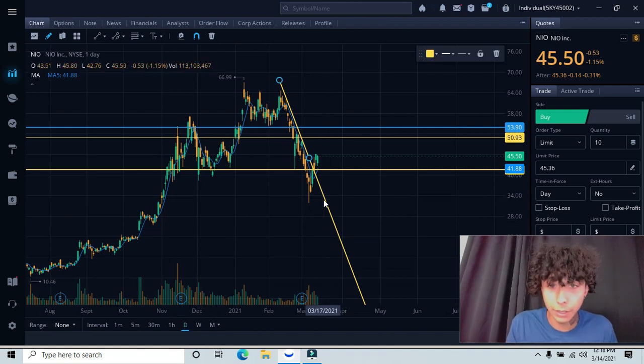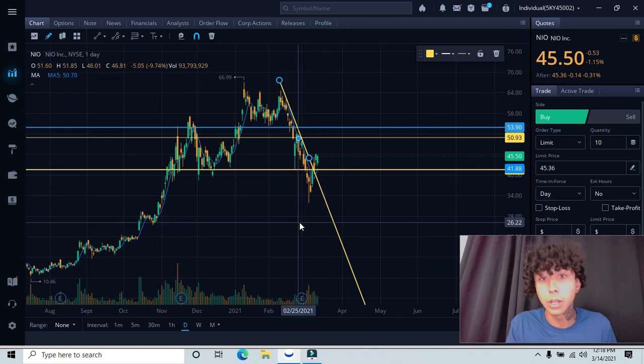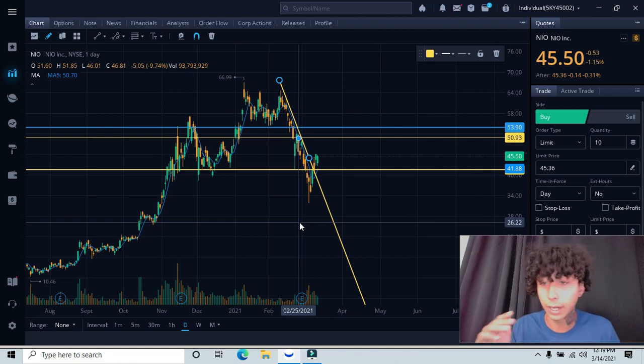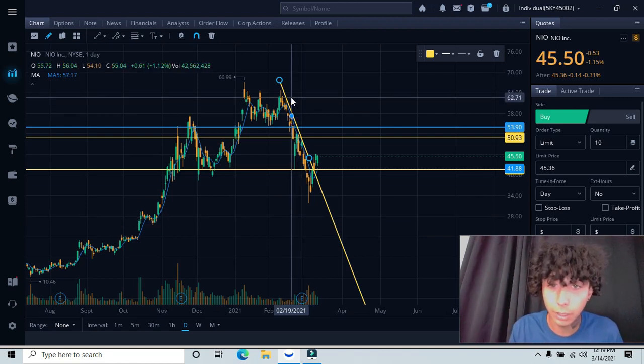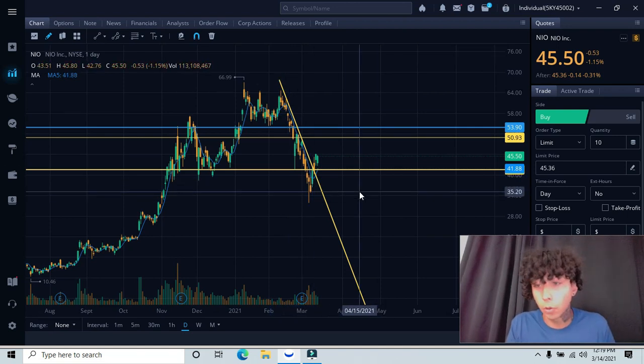So this line that I have right here shows that we are in a clear downtrend. That is the overall picture to start with, to find what direction we are in. Are we in an uptrend, downtrend, or consolidation, not breaking any highs or lows? So we can clearly see that we are in a downtrend, right? So now we identified what trend we're in.